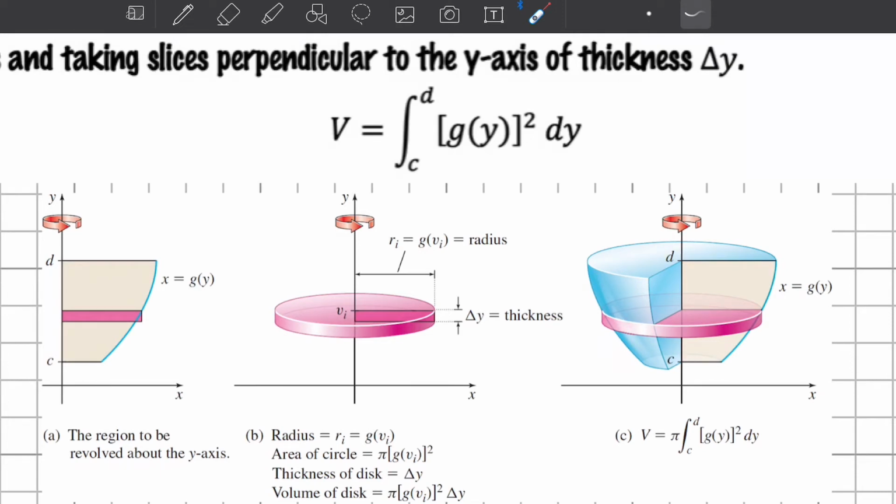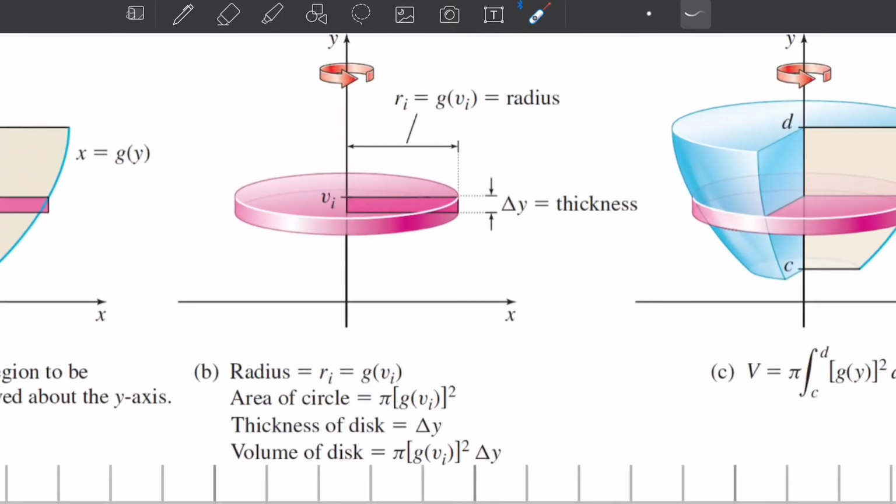Okay, so now we want to find the volume by revolving about the y-axis. Notice this time now that the limits of integration are from c to d. It is the y values, and the function has to be in terms of y. So it's the exact same thing.